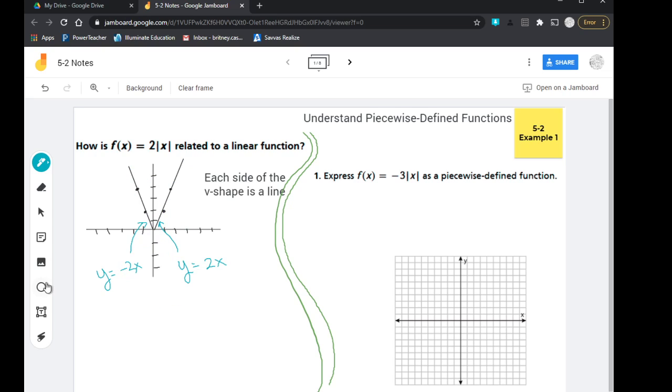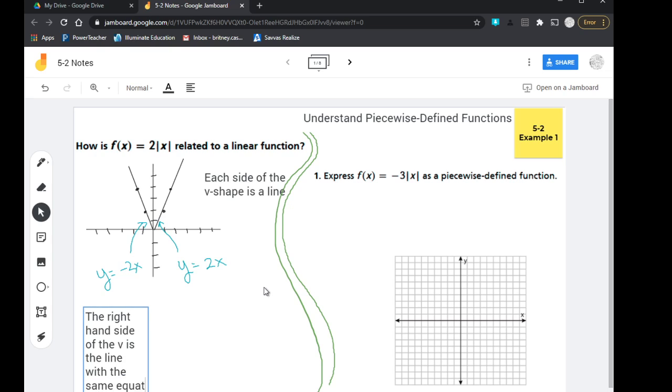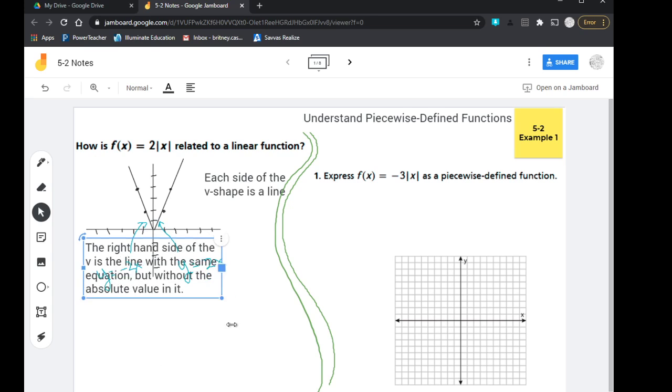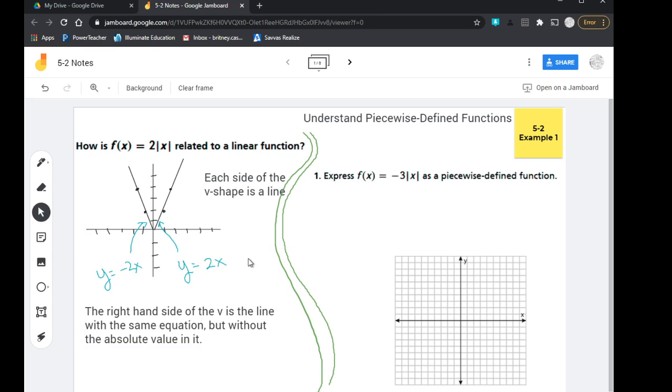Alright, so what I would say for this example is that the right hand side of the V is the line with the same equation, but without the absolute value in it. Alright, so if you pretend like you have a linear function and just drop your absolute values, you might have to distribute if something's being added or subtracted in there. But then you'll get your right hand side of the V, and then you can just reflect it using symmetry, and you'll get the left hand side of the V as well.